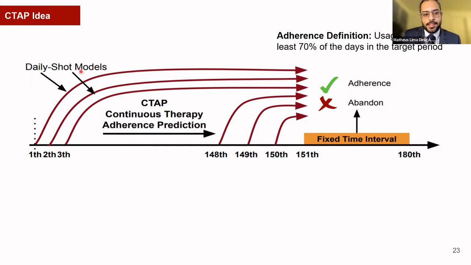In this case, we would build 150 models for the CPAP therapy. Each arrow here that I am representing is just one model that is going to use all the data from day 0 to the day the model was created to make the prediction.